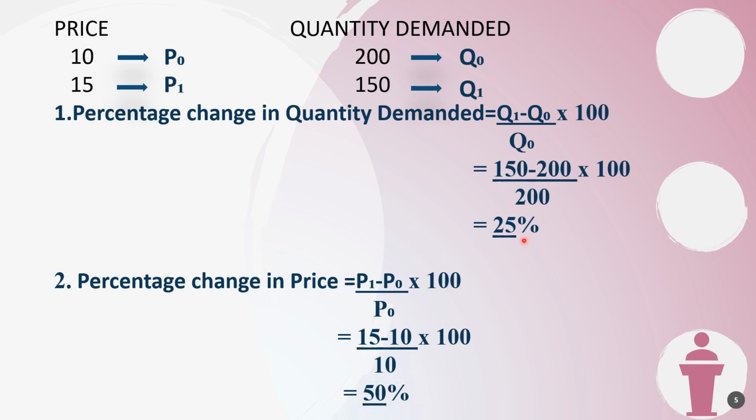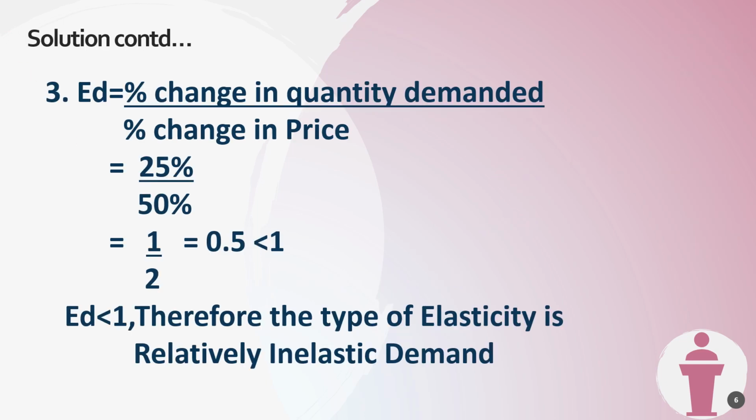So here now we have the percentage changes. Here it is 25%, which is the percentage change in quantity demanded. And here is 50%, which is the percentage change in price. Let us move on to the next step. So this is the third step.